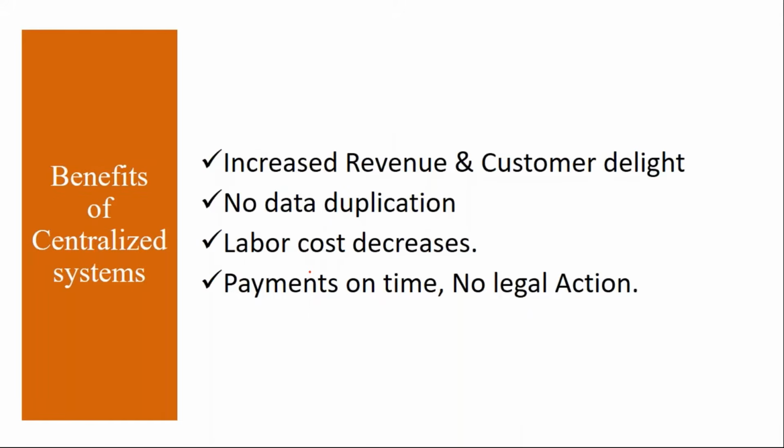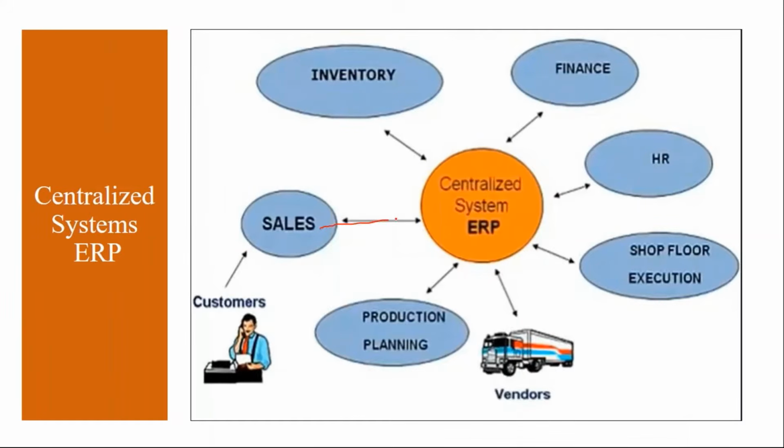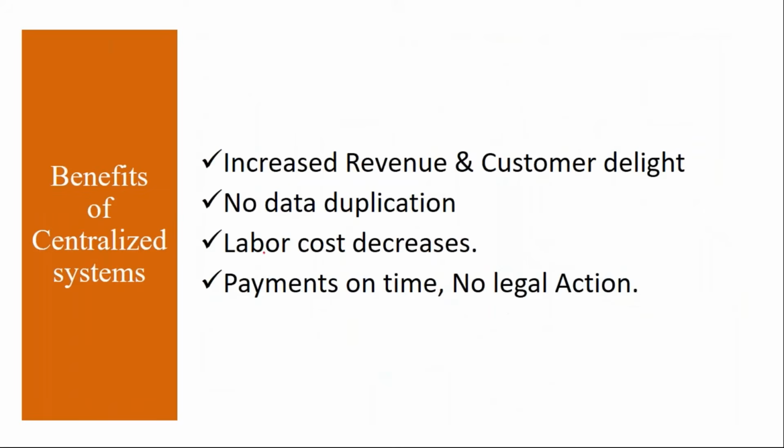Next, let's say the product is not available. Then the sales department updates the centralized system with their requirement. The production planning department is then auto-updated with these requirements. Now the production planning department will start the planning activity. They will check the raw material inventory required for production in the system, which is updated by the inventory department. So here there is no data duplication.